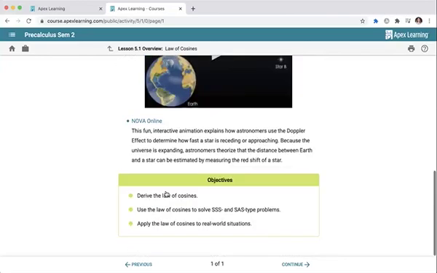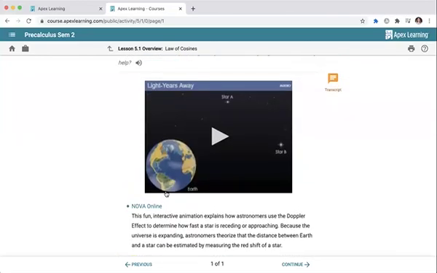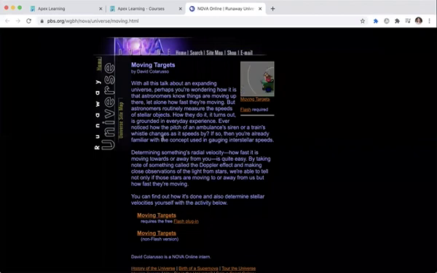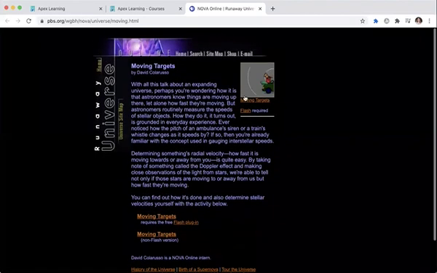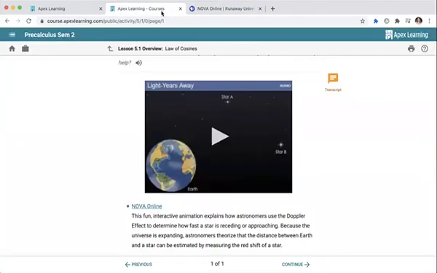Okay, so if we were to look here, well, first, you have this NOVA online if you're really interested in it, and it talks about what the Doppler effect is if you want to learn more about that.